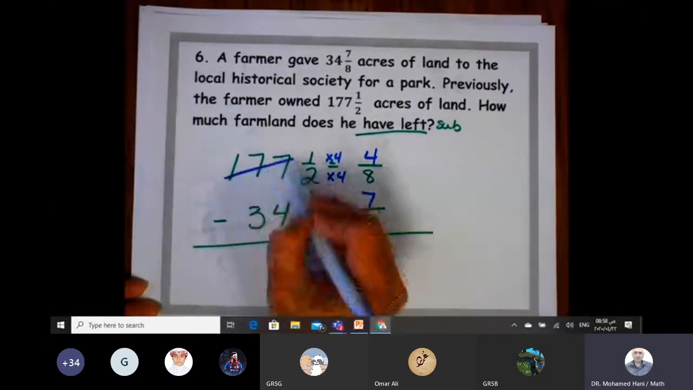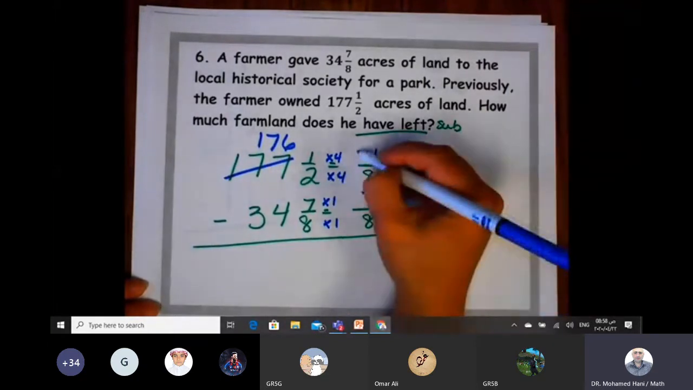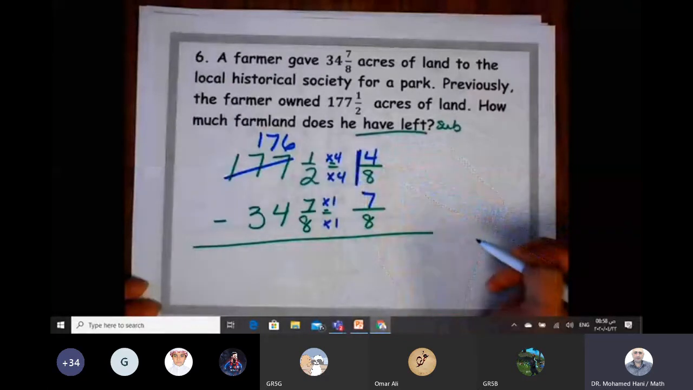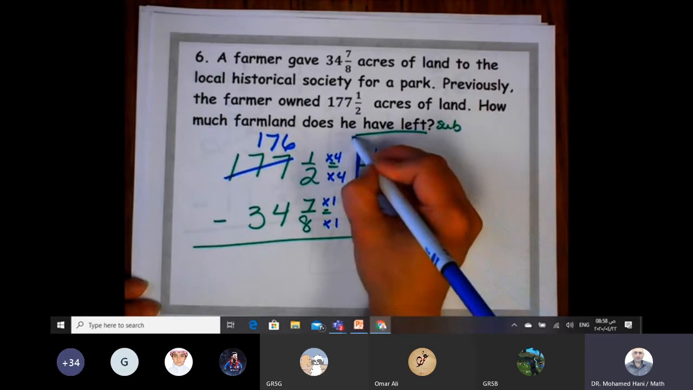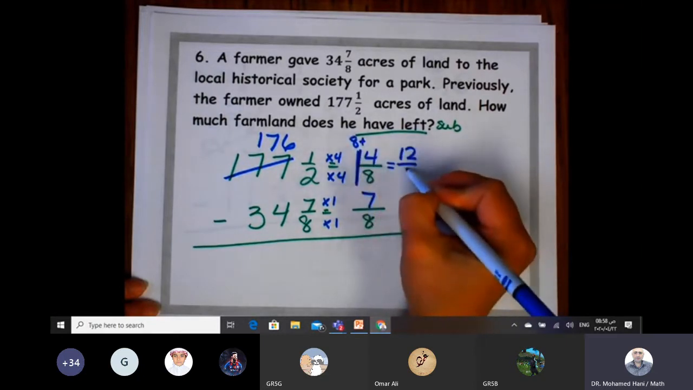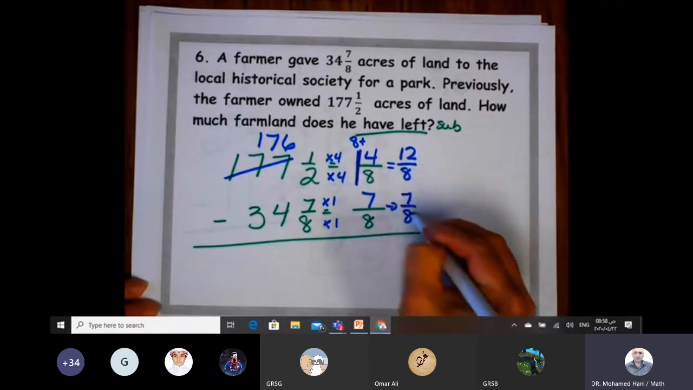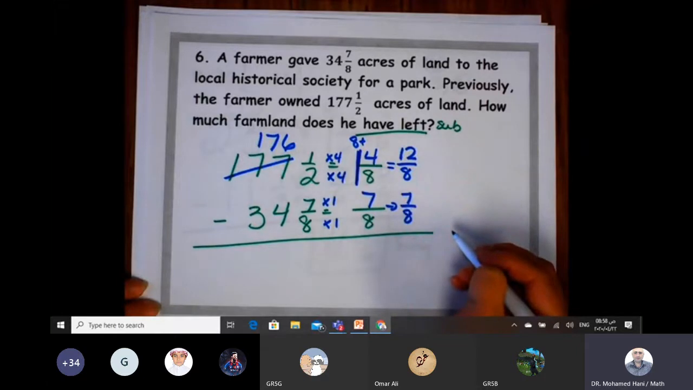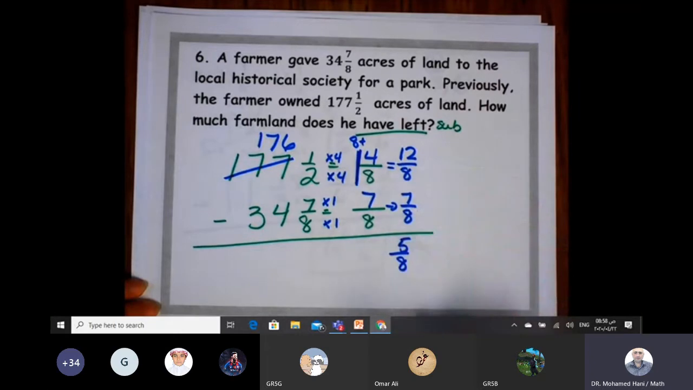So the 177 becomes a 176. And remember, I borrowed 1 whole. 1 and 4/8 as a mixed number doesn't help me to subtract, so I need to turn it into an improper fraction. So 8 times 1 is 8. 8 plus 4 is 12. So 1 and 4/8 is equivalent to 12/8. I'm going to slide my 7/8 over. Now I can subtract. 12/8 minus 7/8 is 5/8.